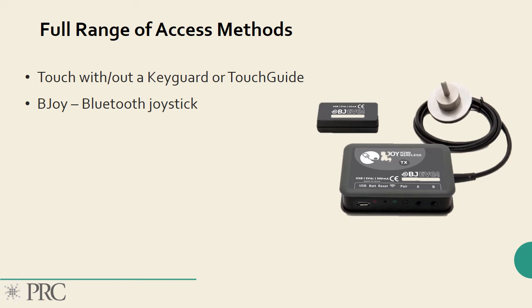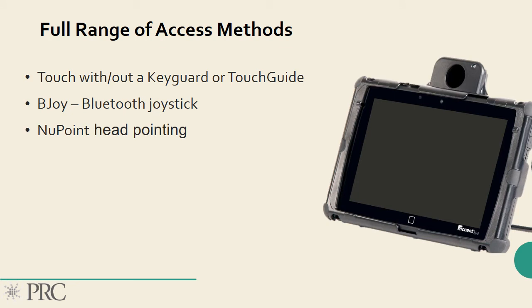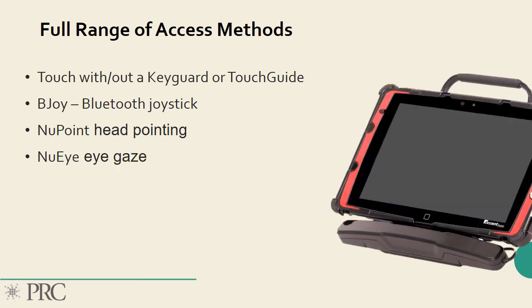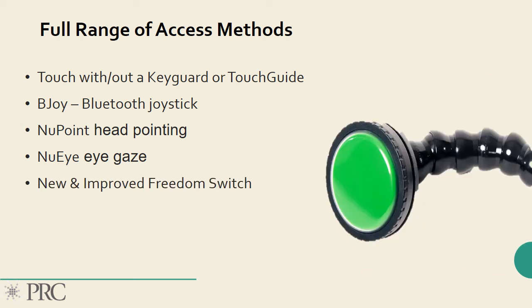New Point is our head pointing option, and that is available on all of our Accent products. New Eye is our eye gaze module, and that is available on the Accent 1000 and the Accent 1400.